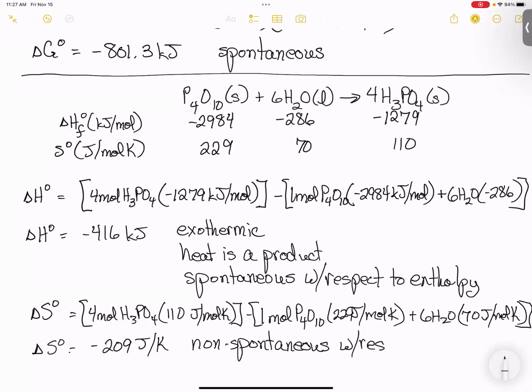With respect to entropy. Anybody want to tell me why I knew I made a mistake? There's a multitude of reasons, but the big reason is I came up with a positive number. And I knew it couldn't be positive because I went from a liquid and 7 molecules to just 4 and a solid.